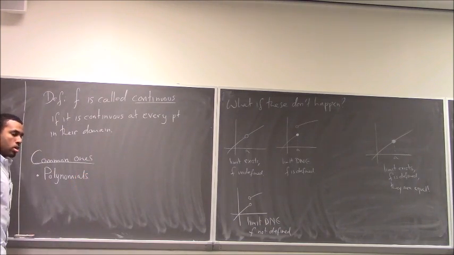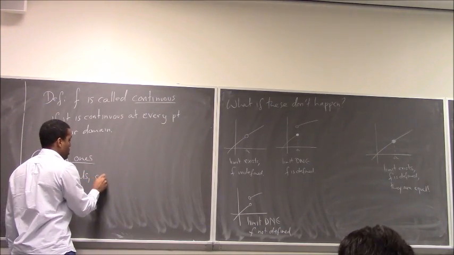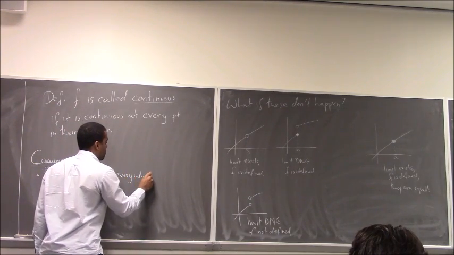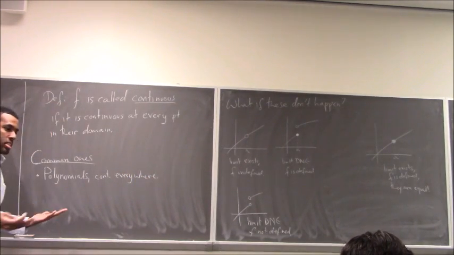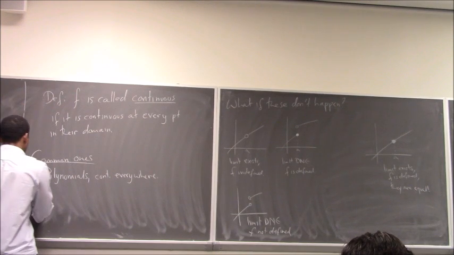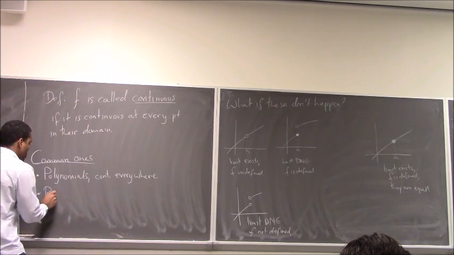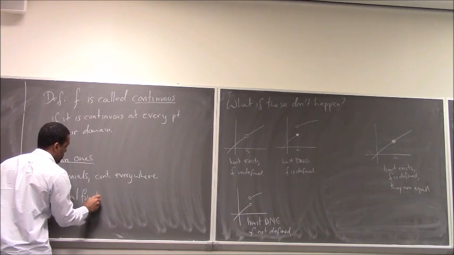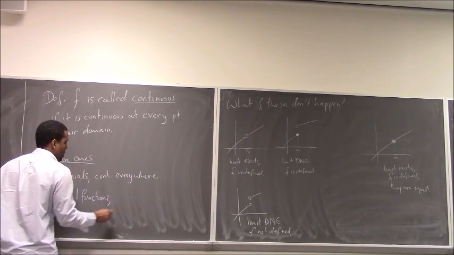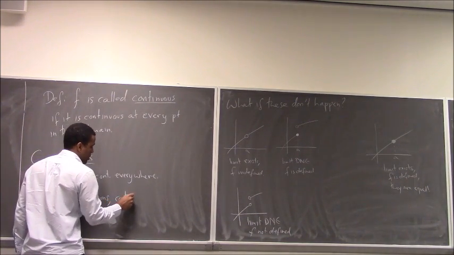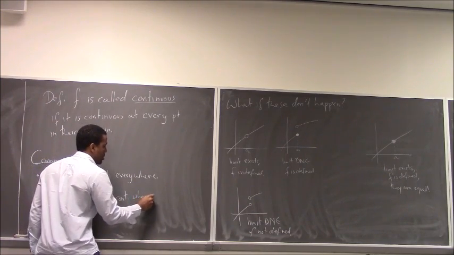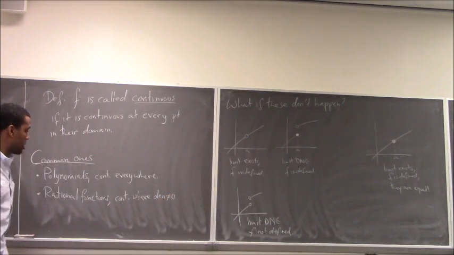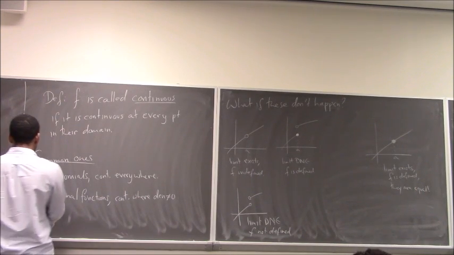You know that polynomials are continuous everywhere. There are no bad points. Their domain is everywhere, so they're continuous everywhere. Rational functions: we can do calculus on rational functions, and these are continuous where the denominator is not equal to 0, because that's where their domain is not working.